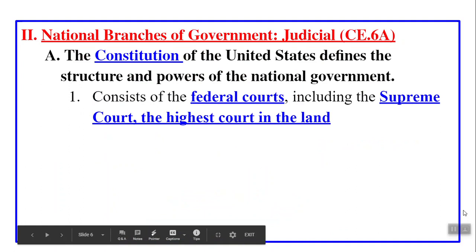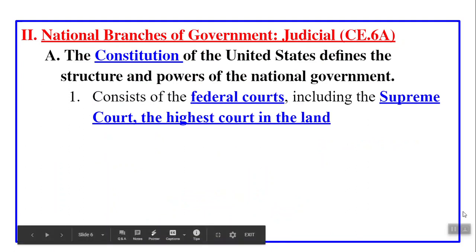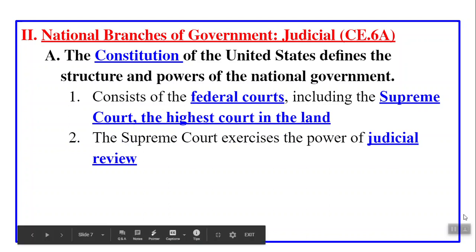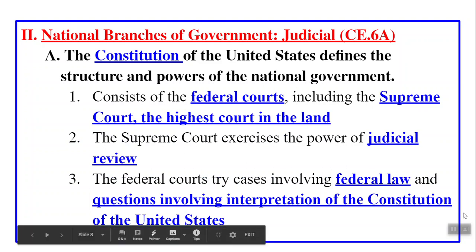We have federal courts, and the only federal court established by the Constitution is the United States Supreme Court. It's referred to as the highest court in the land, as whatever decision they make is final. Supreme Court also has the power of judicial review, which will be talked about later on in the Marbury v. Madison and judicial review section. And because they are federal courts, they deal with federal law and issues of the Constitution.